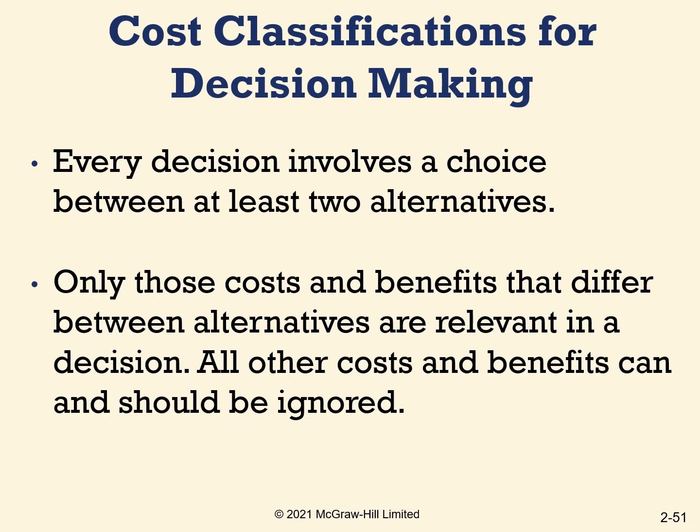So now we're going to look at costs in a bit of a different way again. So, cost classifications for decision making. Every decision involves a choice between at least two alternatives, and only those costs and benefits that differ between alternatives are relevant in a decision. All other costs and benefits should be ignored. So that makes a lot of sense.